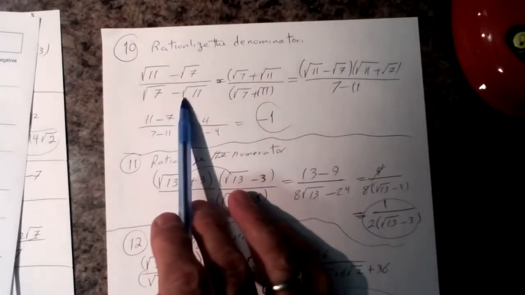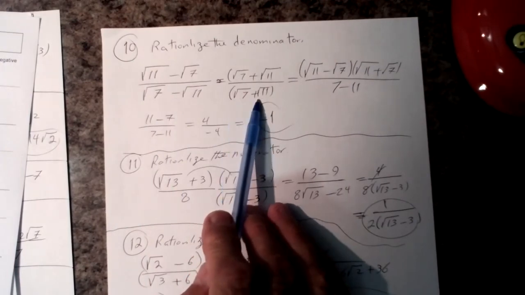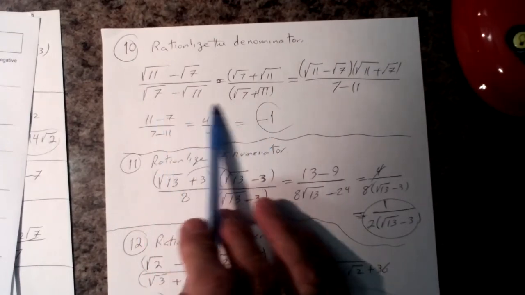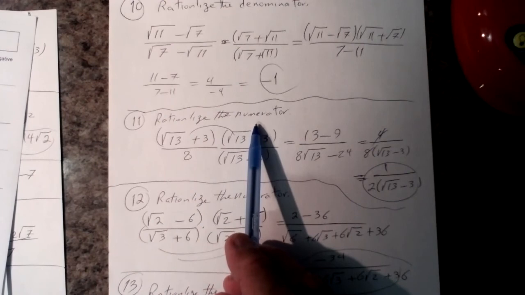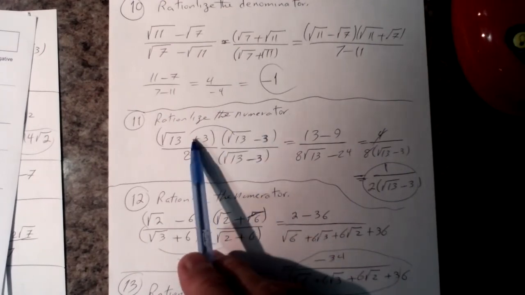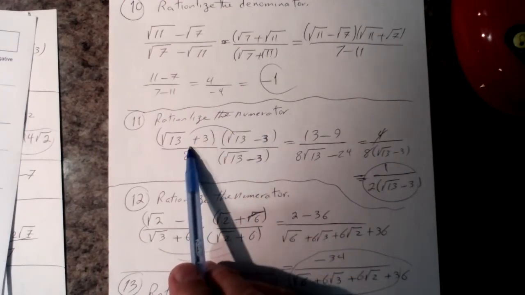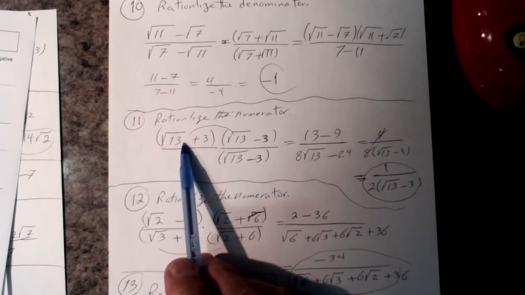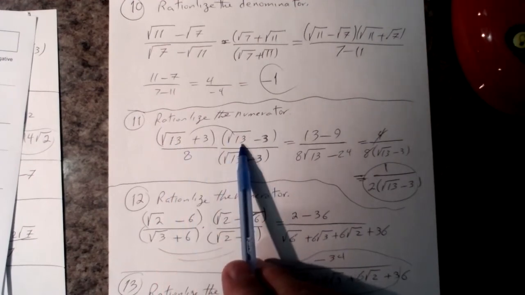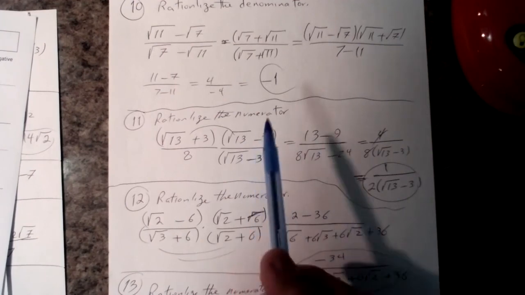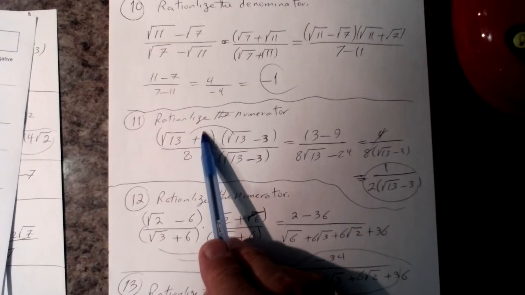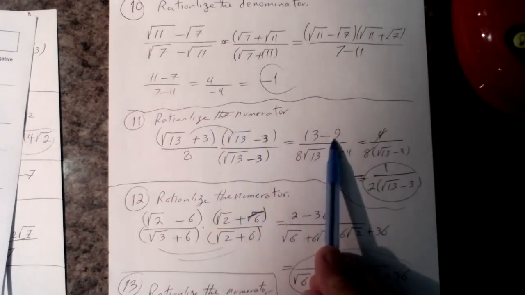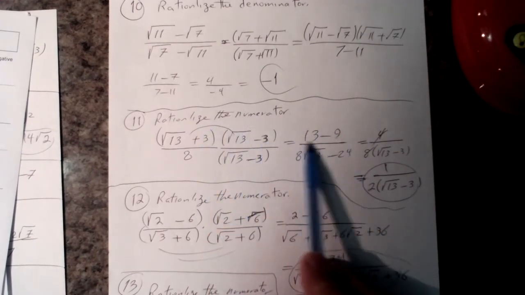See, I multiply by radical 7 plus radical 11. In that case, it's 7 minus 7. Now, we also ask you to rationalize the numerator. This time, you do the same thing, you try to remove the radical from the numerator, from here. So see, radical 13 plus 3, we multiply by radical 13 minus 3. All right? So radical 13 times radical 13 is 13. And what is positive 3 times minus 3? Minus 9.